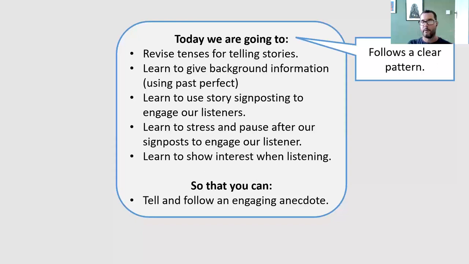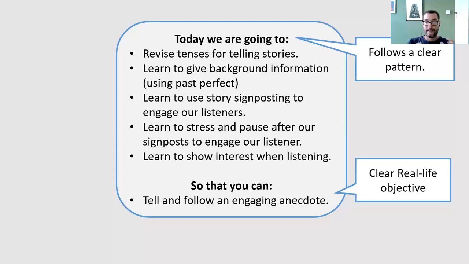The next thing is you have to have a real life objective. Right? So tell and follow an engaging anecdote. We want our learners to be able to see how they can immediately use this outside the classroom. And the objective can't be grammar based or language based. It has to be something they will actually do. So you couldn't write, or you shouldn't write, tell a story using narrative tenses. No, because that's grammar based. That's not a real life objective. We want them thinking about what they will actually do outside the classroom, telling an anecdote and engaging.